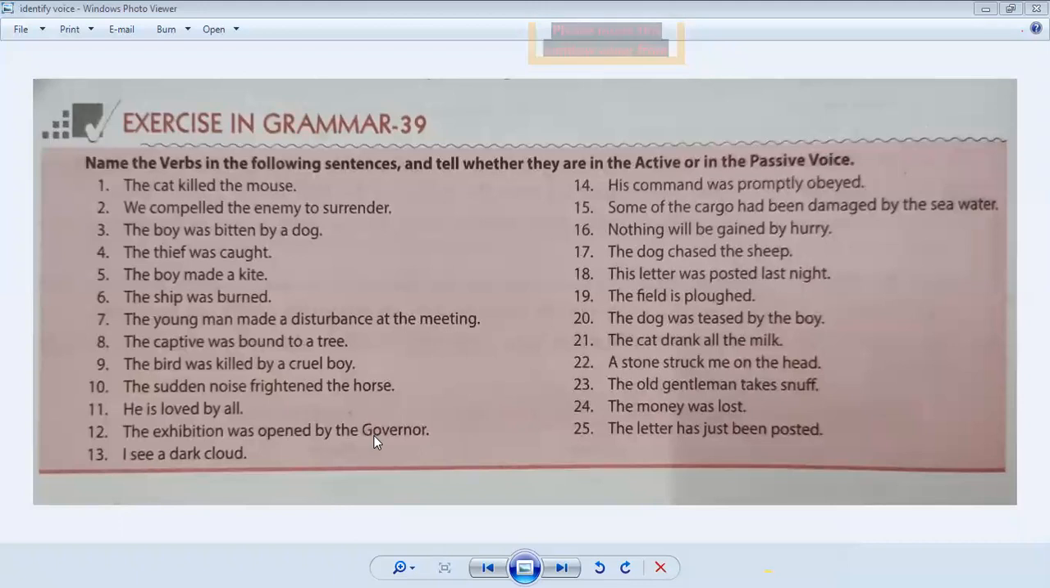13th one. I see a dark cloud. Now, what is the action here? Seeing. Who is seeing? I am. So, active voice.